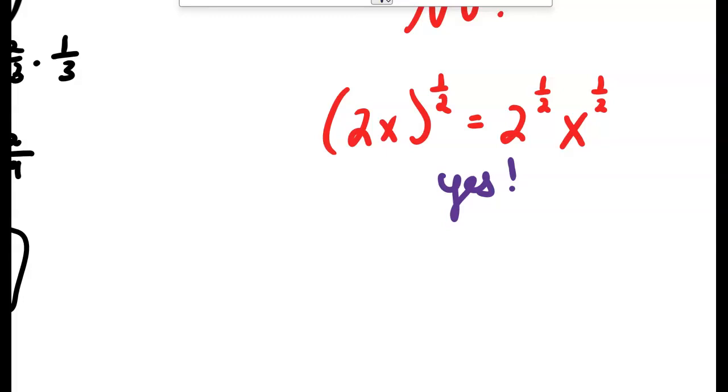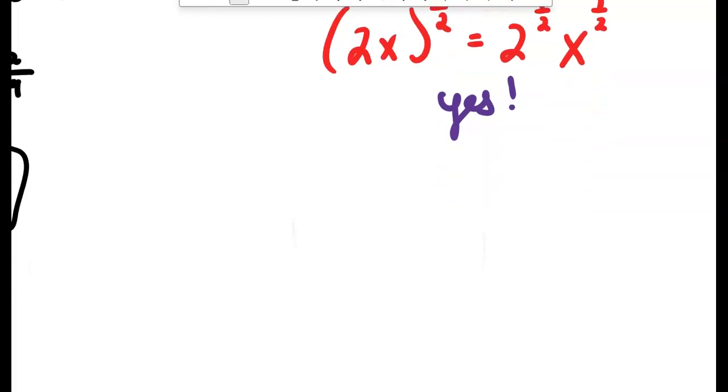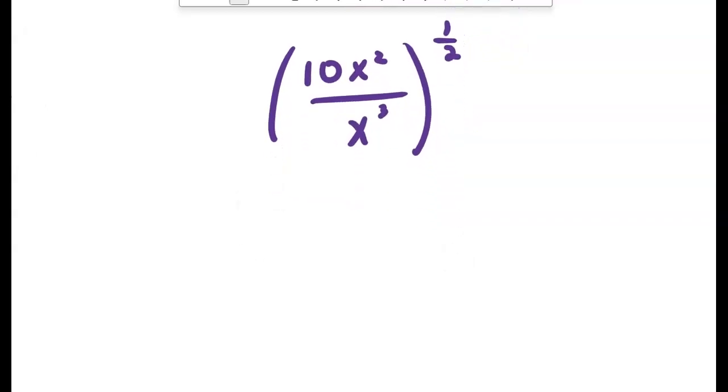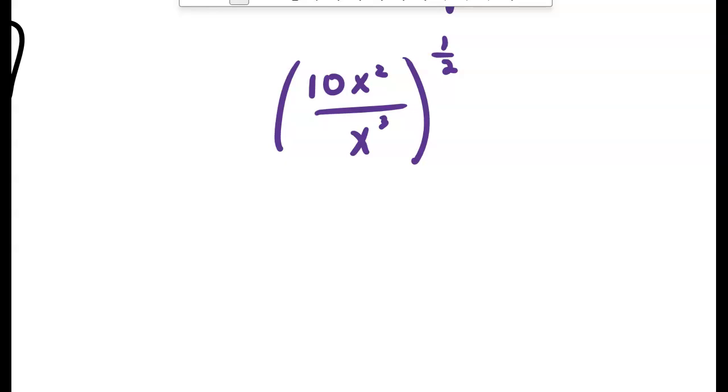Are you guys with me on this? Don't slip up on the little things that you already know that are correct. Okay? Make sure that you have those. I'm going to give you an easy one. Let's do the fun one. 10x squared over x cubed raised to, well, let's just go raised to the 1/2. Let's keep it simple. Simplify this one, please.